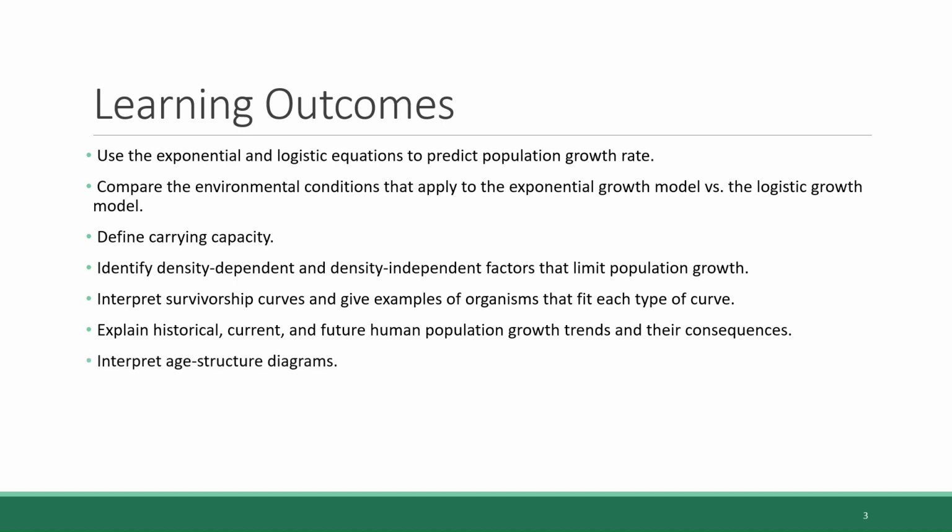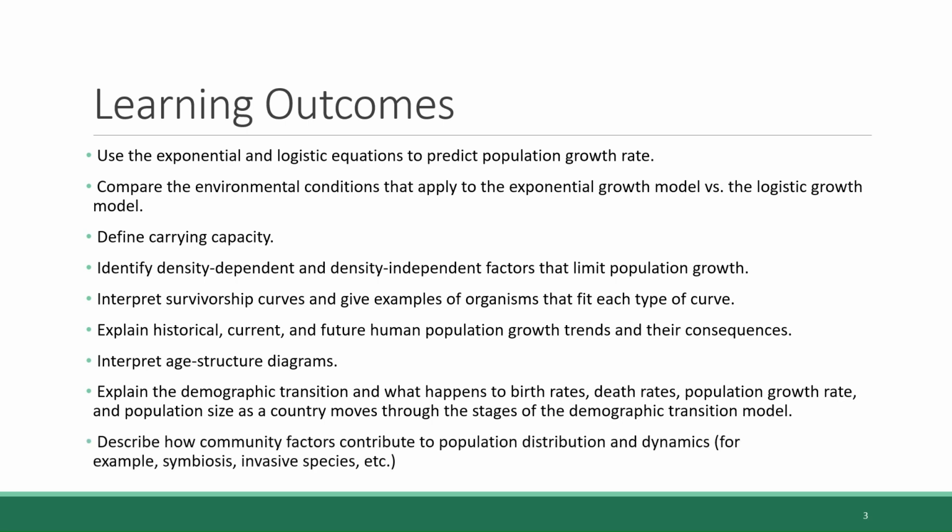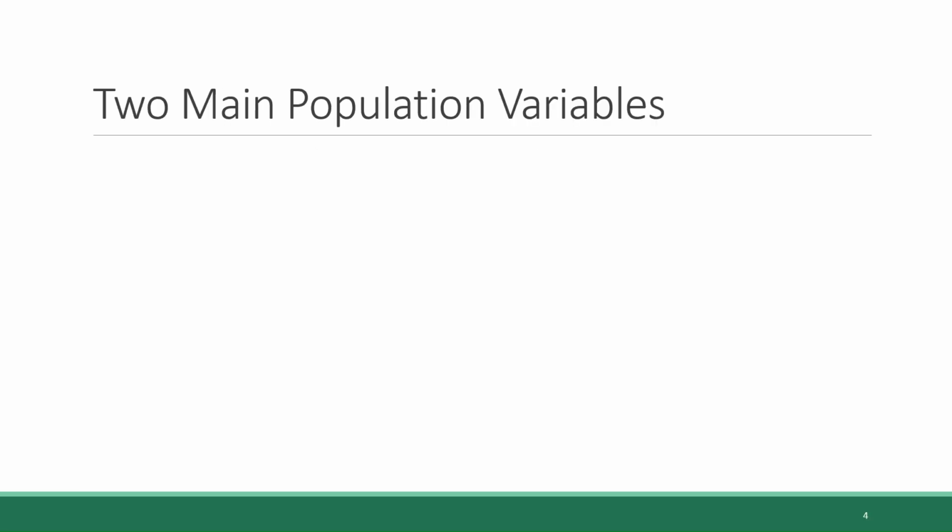We will interpret age structure diagrams and explain the demographic transition model, what happens to birth rates, death rates, and population growth rate and population size as a country moves through the different stages in this model. And lastly, we will describe how community factors contribute to population distribution and dynamics. So, in this section, we are going to focus on the first few of these outcomes, looking specifically at models of how populations grow and the variables that go into those models.